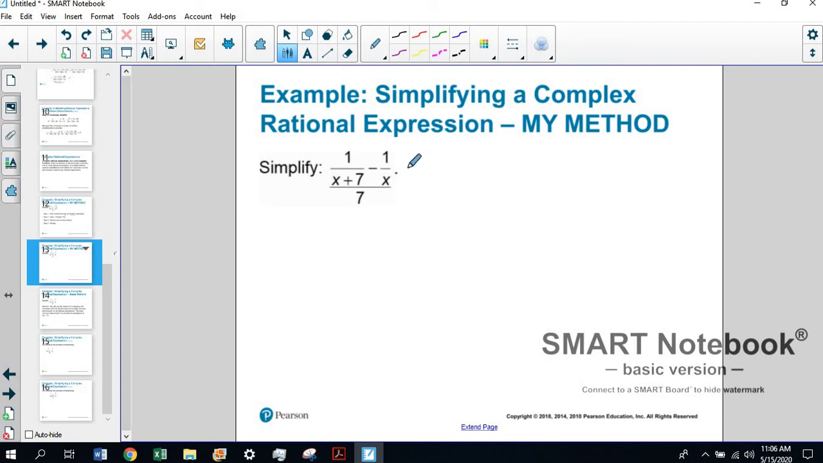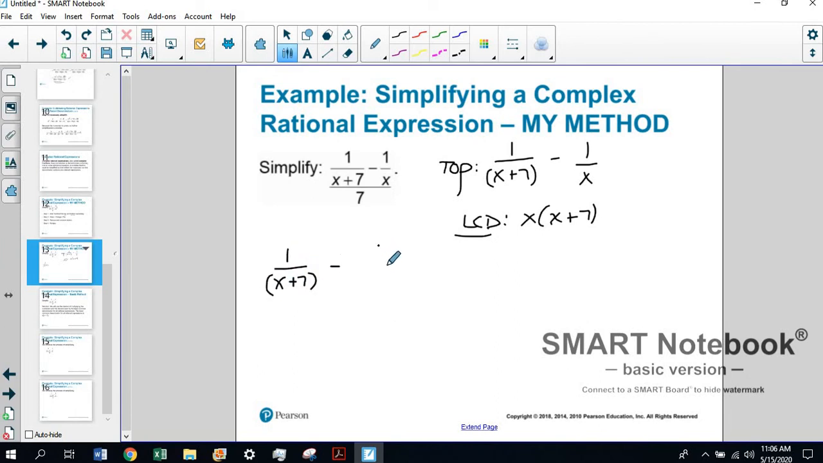So the first thing we do is we do the top, right? What do we have to do to add or subtract the top here? We need a lowest common denominator. So what's the lowest common denominator? Well, it's just a product of the factors of the denominators, and since x and x plus 7 are different denominators, they are just the product, all right? So we take 1 over x plus 7 minus 1 over x.